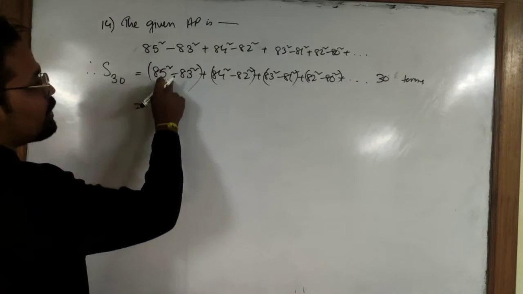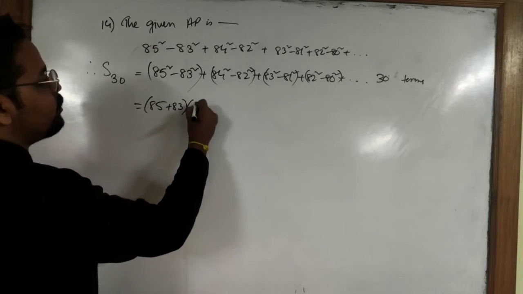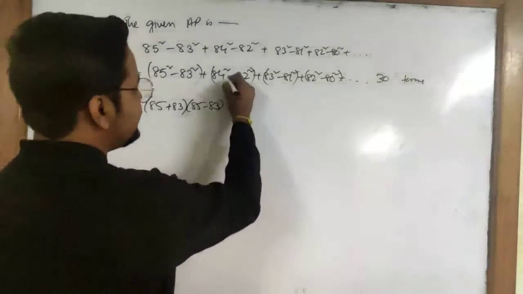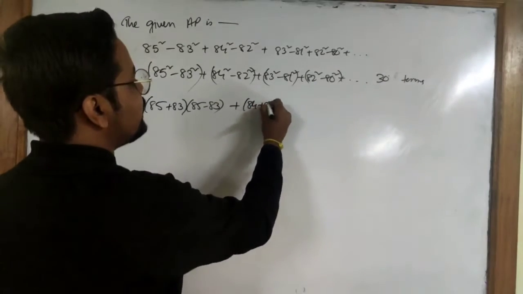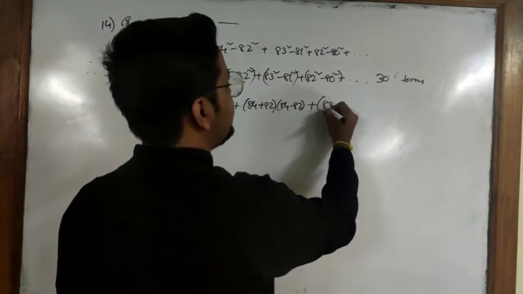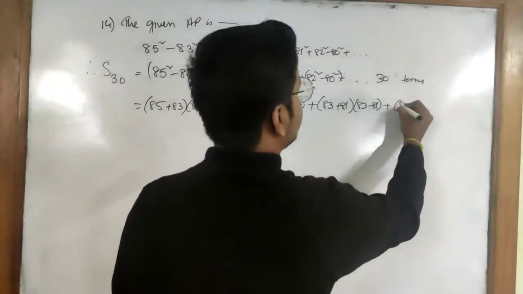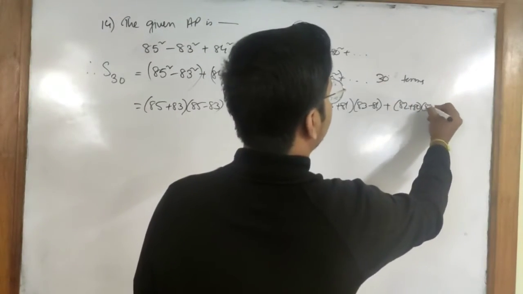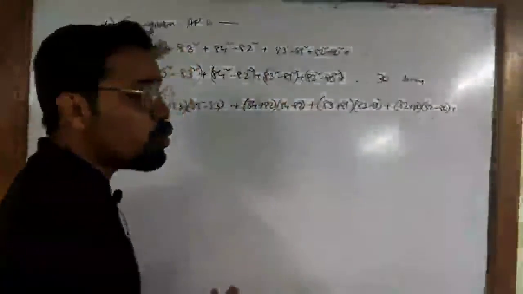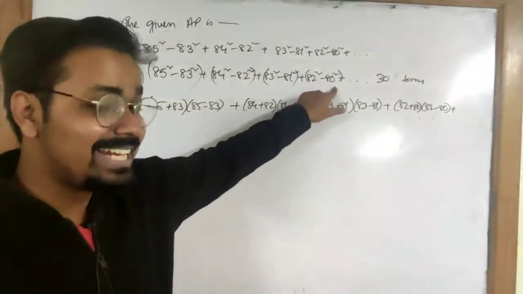So, this is like a square minus b square. So what we can write here is 85 plus 83 into 85 minus 83. Similarly, we can write this as 84 plus 82 into 84 minus 82, plus 83 plus 81 into 83 minus 81, plus 82 plus 80 into 82 minus 80. But this time what happens? The sum continues up to, how many terms were there? 1, 2, 3, 4, 5, 6, 7, 8 terms were there, right?